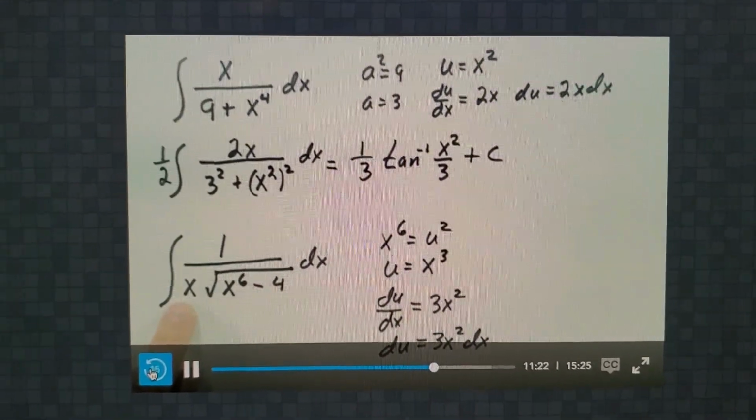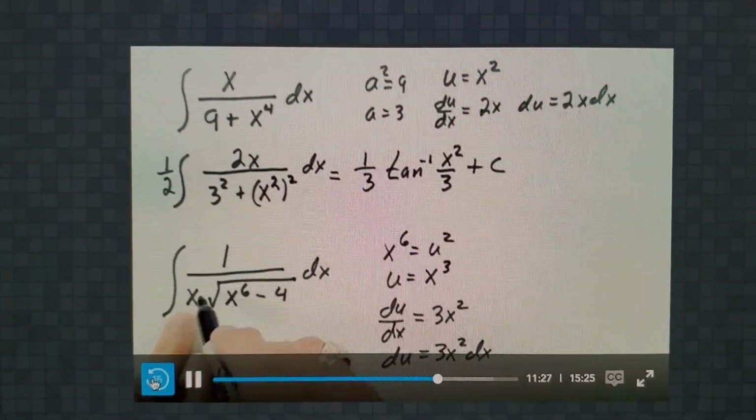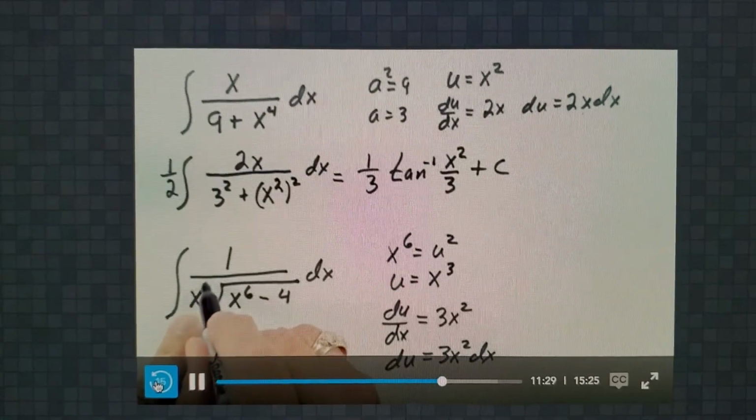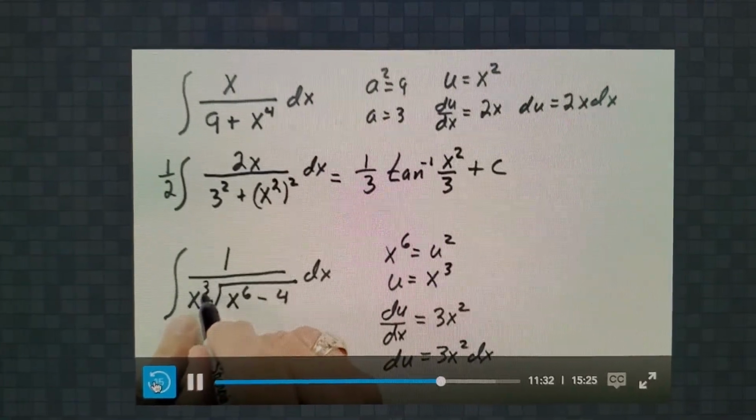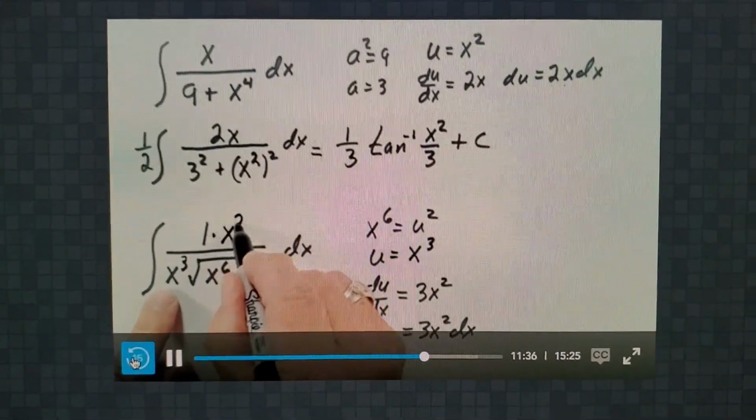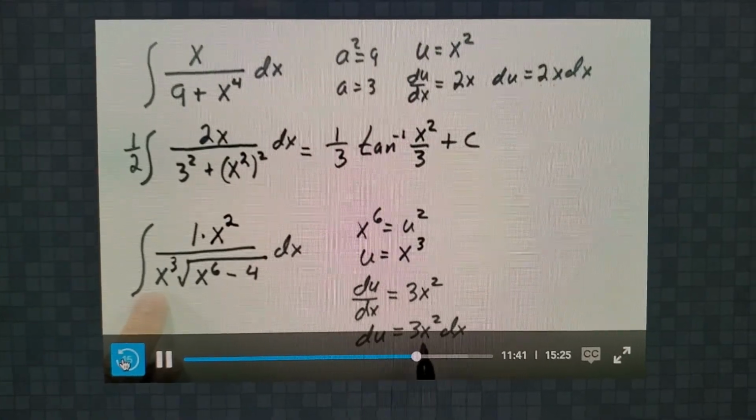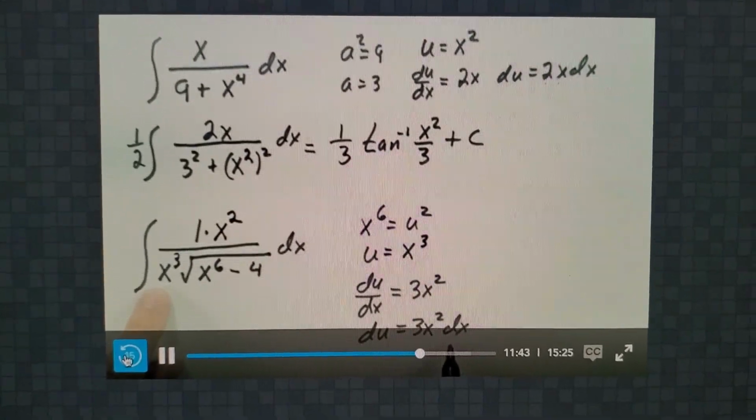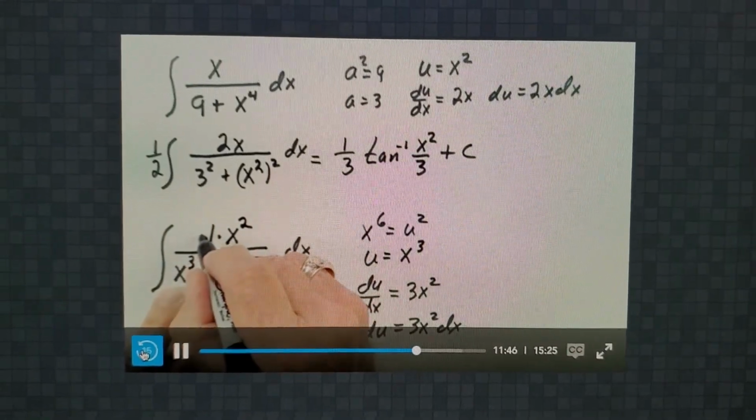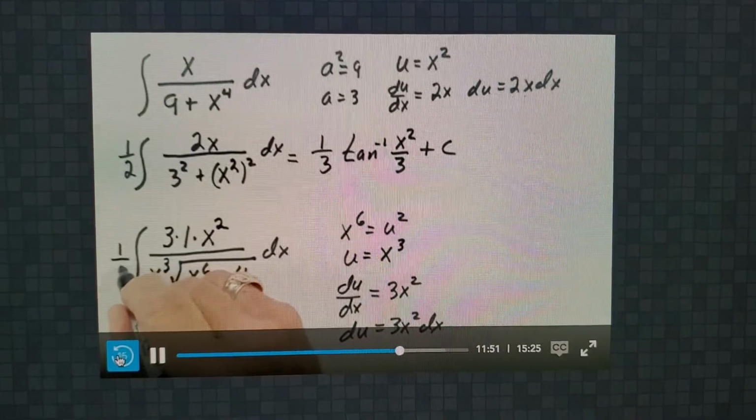So here we go with that creative algebra again. I'm going to multiply the bottom by x squared. And I can do that as long as I multiply the top by x squared. I need 3x squared for my du. So I'm going to multiply the top by 3, which means I compensate with a 1/3. Phew, I think I've got it now.